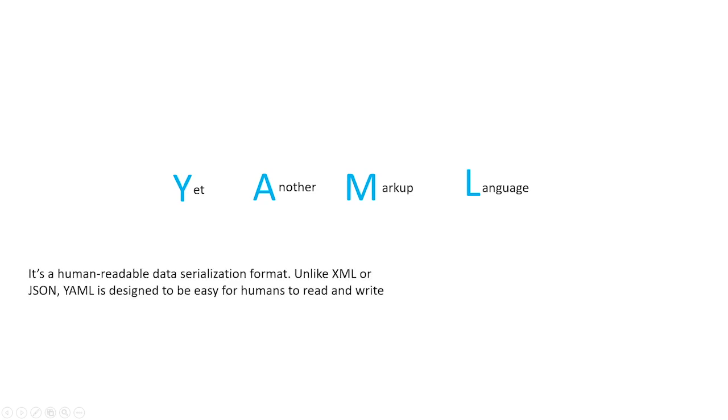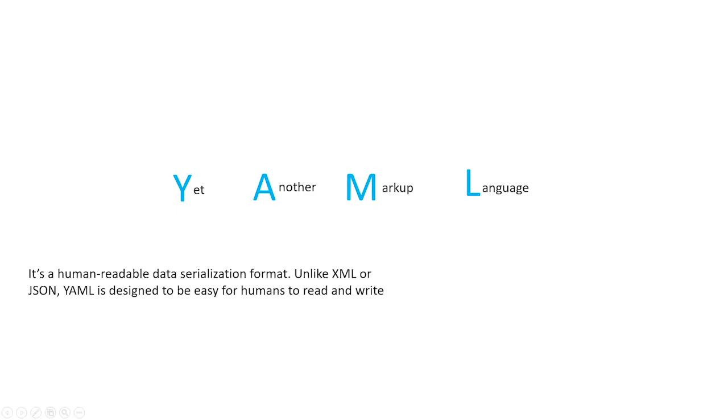So let's first understand what YAML stands for. YAML stands for Yet Another Markup Language. Okay, so basically, YAML is a human readable data serialization format. Unlike XML or JSON, YAML is designed to be easy for humans to read and write.